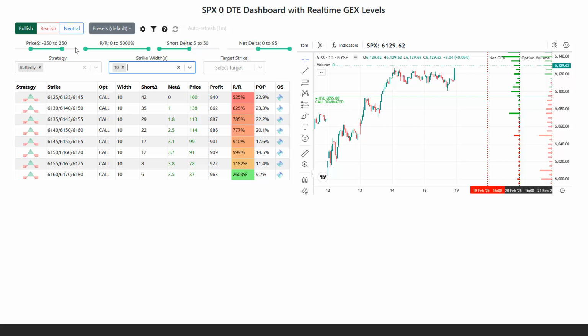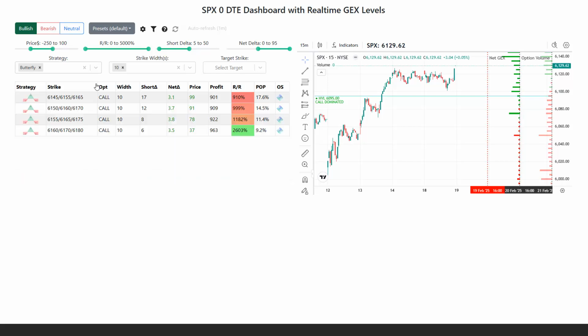For example, if the price should not exceed, say, $150 or even $100, then I move this slider down here and I only get those where the price column is less than 100, or show those where the reward to risk, so the profit on risk, potential profit should be at least 1000%, then only 2 appear. I can also set how far the short delta should be, meaning how far the target price should be for the given butterfly. Additionally, the net delta value can also be adjusted for the given strategy.